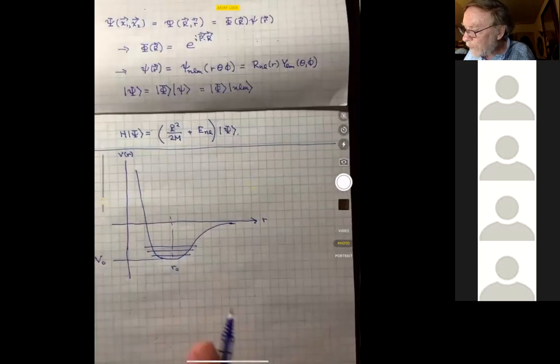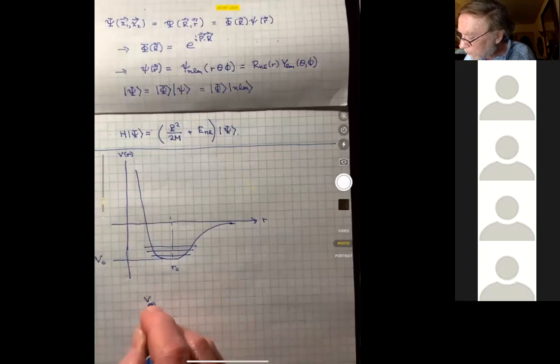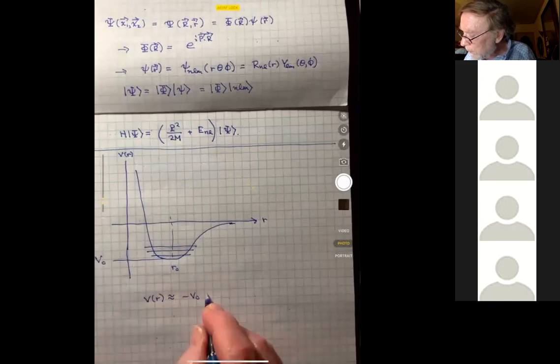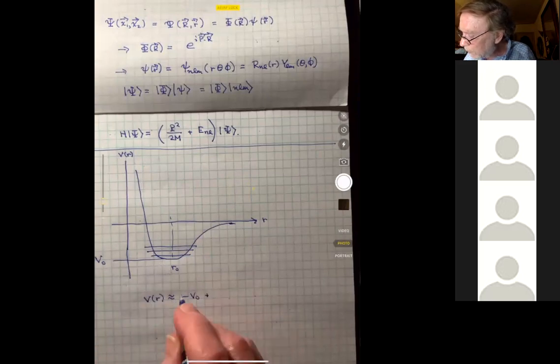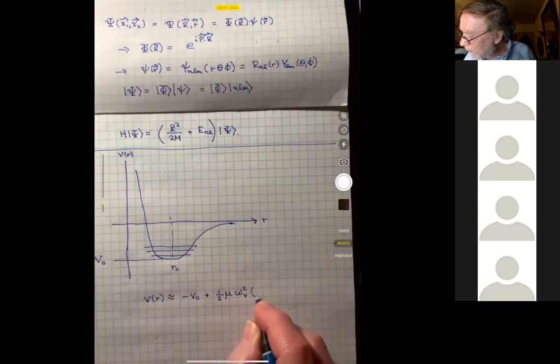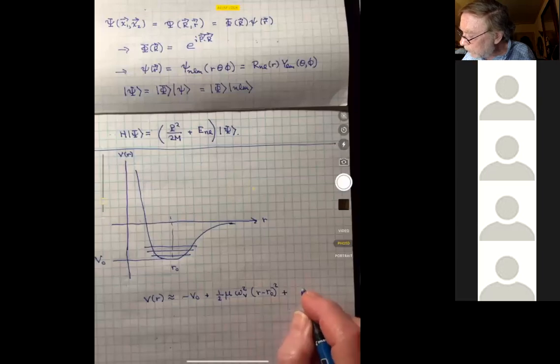And we get some crude sense of those energy eigenstates by making an approximation on the potential near the bottom of the well. It's minus V0, which is the depth of the well. And then if I introduce a harmonic or quadratic approximation to the potential there, I can write the rest of the potential as 1/2 the reduced mass mu times the vibrational frequency omega vibrational squared times (r minus r0) squared. And then there's a centrifugal potential as well, which I'll include in V here. And that's h bar squared l(l+1) divided by 2 mu r squared, like so.